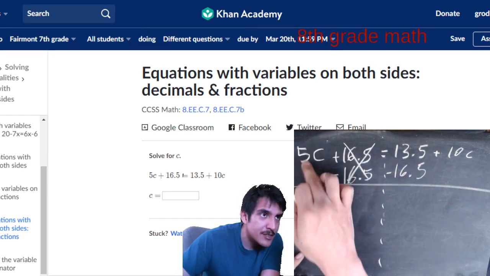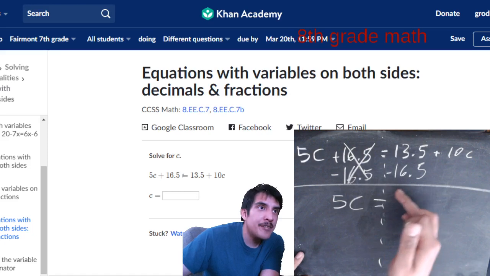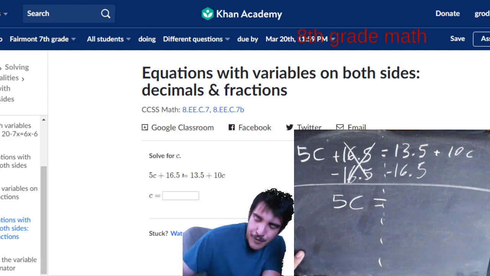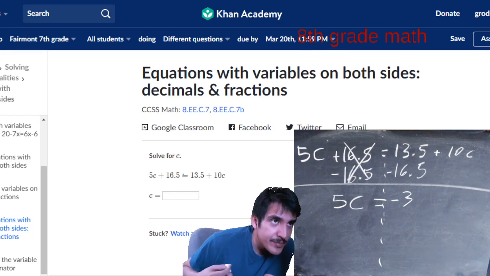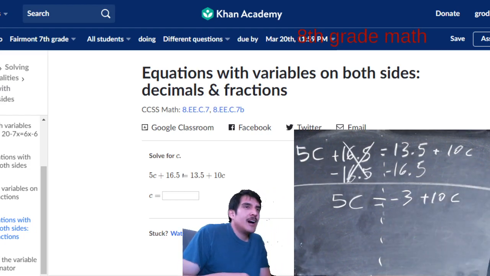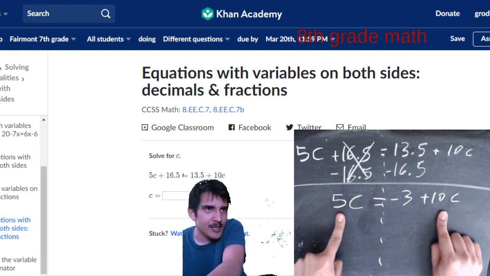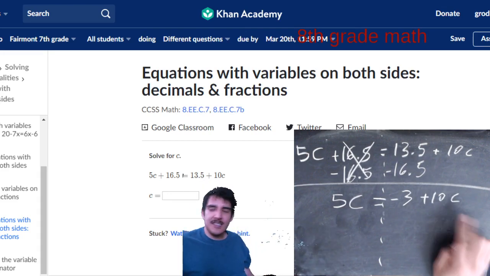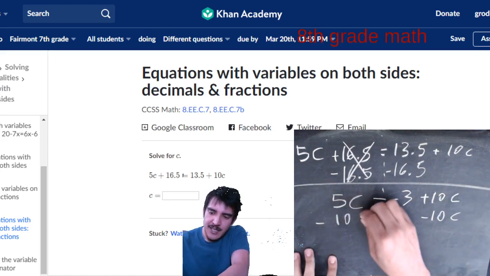This equals 0, so 5c comes down, equals 13.5 minus 16.5. Well, I know 16.5 minus 13.5 is 3. So if I do 13.5 minus 16.5, that's negative 3, because it's a little number minus a big number. And then plus 10c. Bring that down. Okay, perfect. We have c on both sides. Which side do you want to keep? This side. What c do you want to get rid of? This side. So how do I get rid of plus 10c? What's the opposite of plus 10c? Minus 10c, minus 10c. Line.